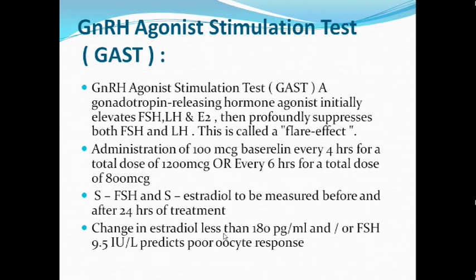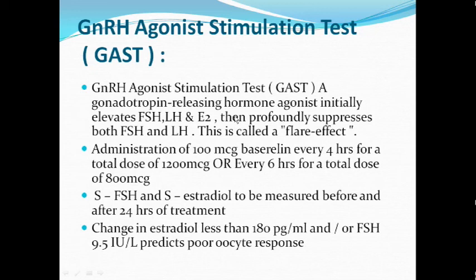Another test, GnRH agonist stimulation test, GAST. Here a gonadotropin releasing hormone is usually released from the hypothalamus. When a gonadotropin releasing hormone agonist is given in exogenous form, from outside, it will initially cause an increase. It will act on the pituitary and induce the pituitary to secrete more FSH, LH and E2.